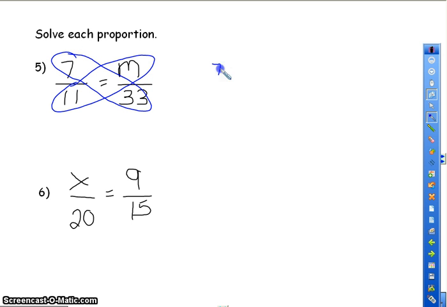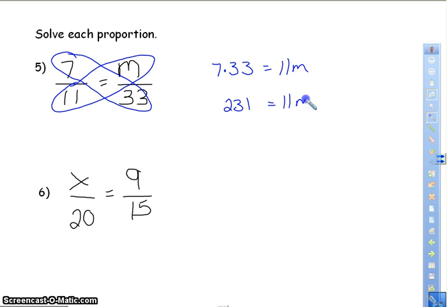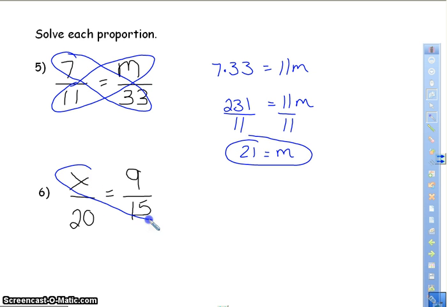So I have 7 times 33 equals 11 times n. Now we know these are equal because it already says it's a proportion. So 7 times 33 is 231 equals 11m. And now I'm going to get m by itself. So 11 divided by 11 is 1, leaving me with 1m. And 231 divided by 11 is 21. So m equals 21.